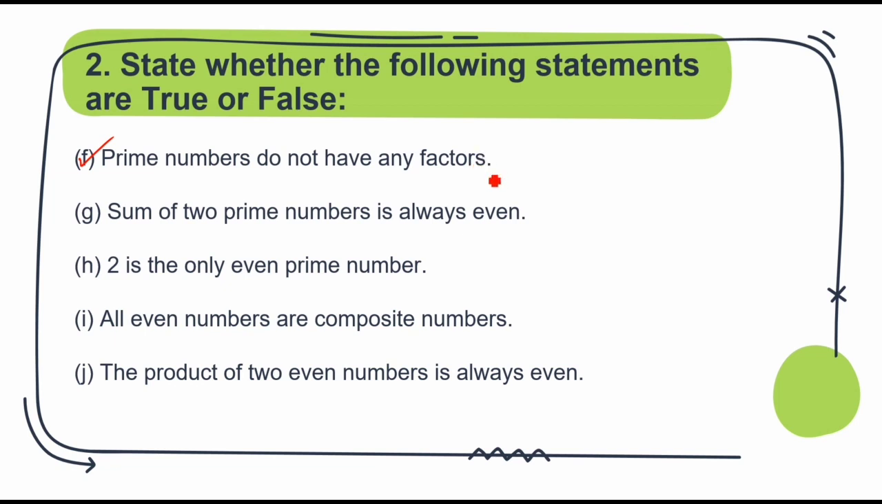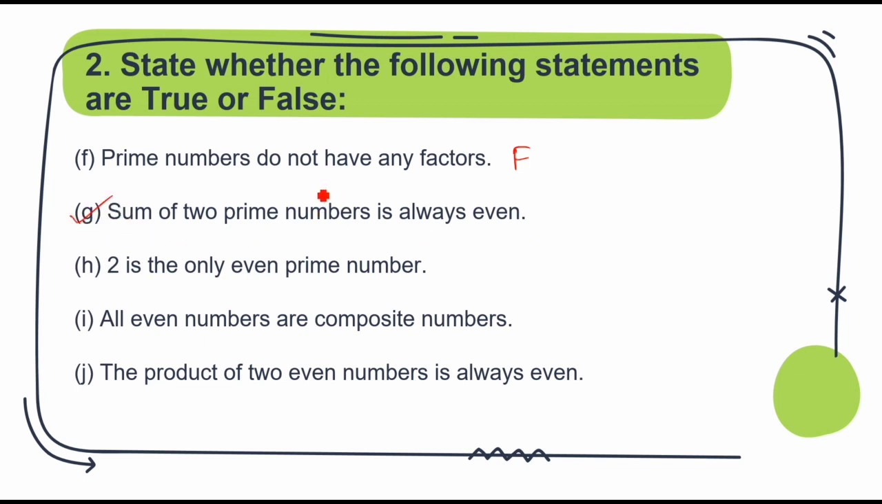Prime numbers do not have any factors. It's false, because if I take any prime number, let's say 7, the factors are 1 and 7, but the statement says they do not have any factor. What we have learned is that prime numbers have two factors, the number 1 and the number itself. So there are two factors present in a prime number, and we can clearly say it is false. So here I'll put F for false.